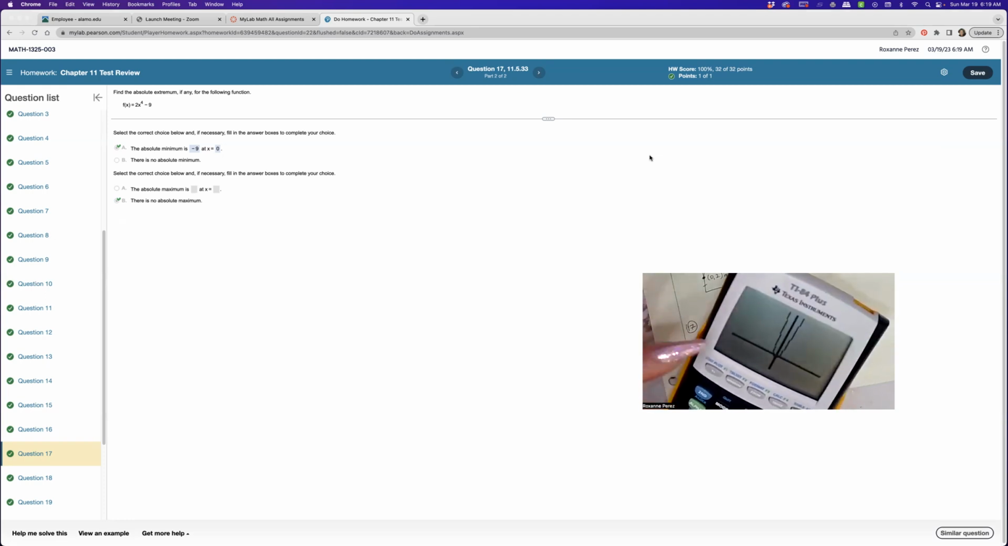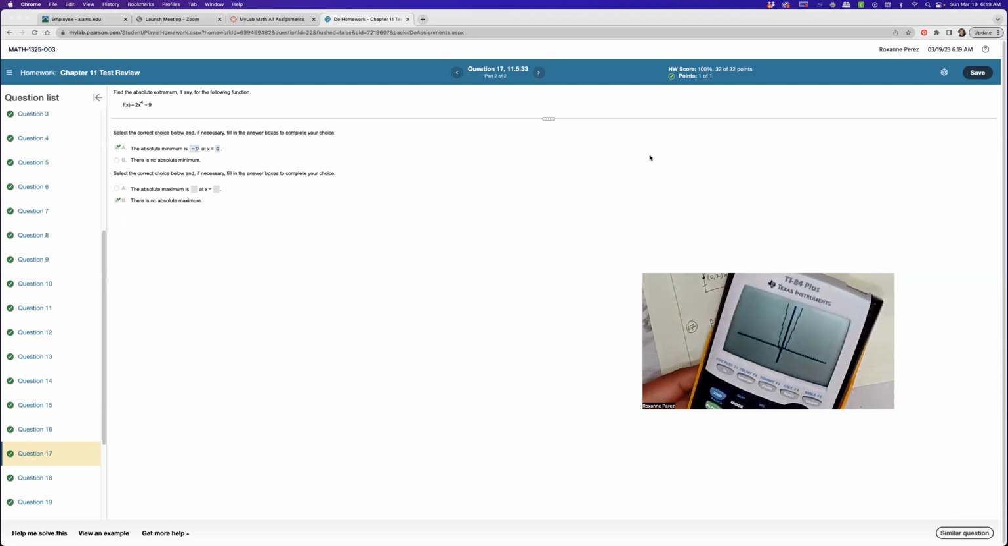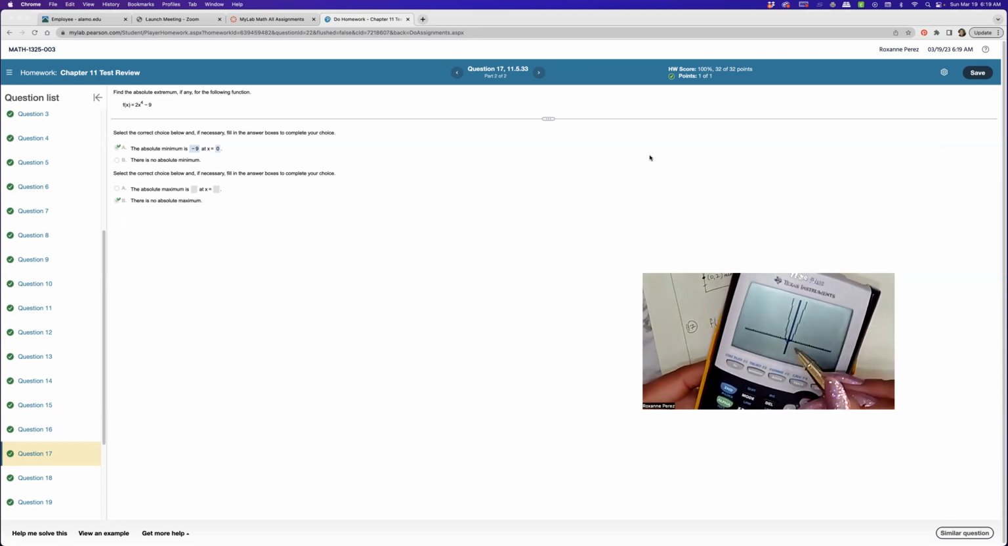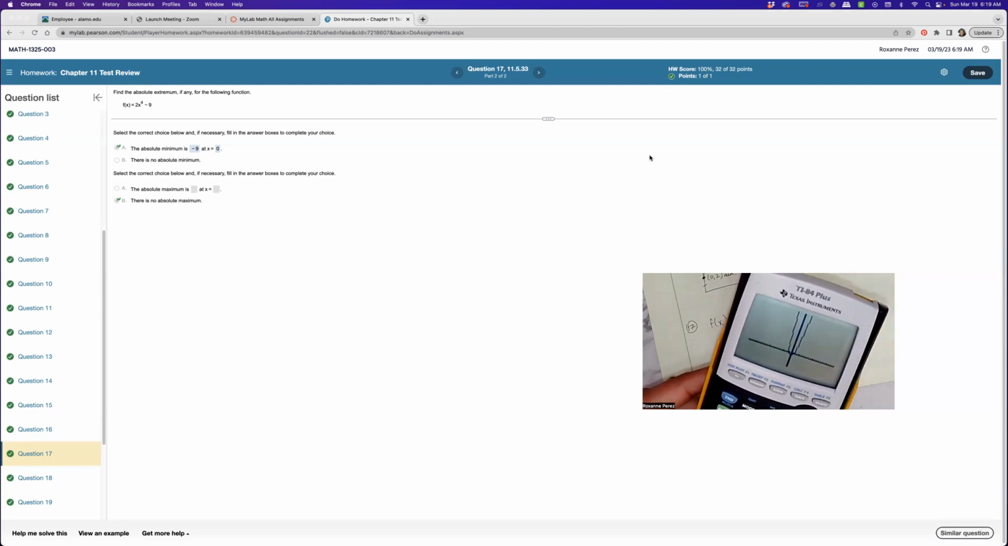We can see, right, that it has a parabolic shape and something is occurring here. We have a minimum, okay, and the graph is concave upward. So down here we know there is no maximum. There's no absolute maximum. Okay, here we want to find the absolute minimum.